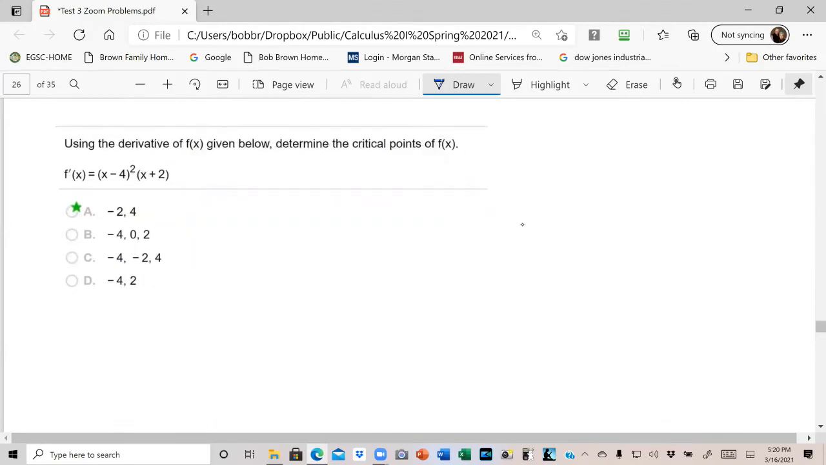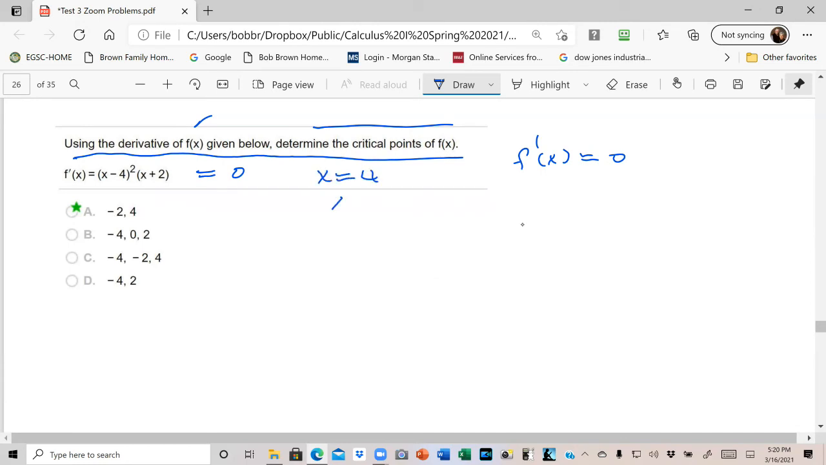Now, here we're given a very simple problem. We're given the derivative of a function, and we want to know the critical values. Well, critical values are where f prime of x equals 0. So we just simply set this equal to 0 and look at the factors we're already given. x equal 4 and x equal minus 2 are the critical values.